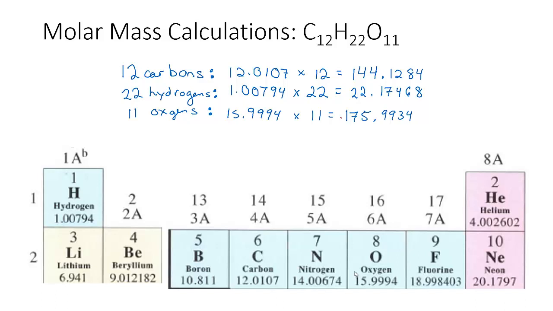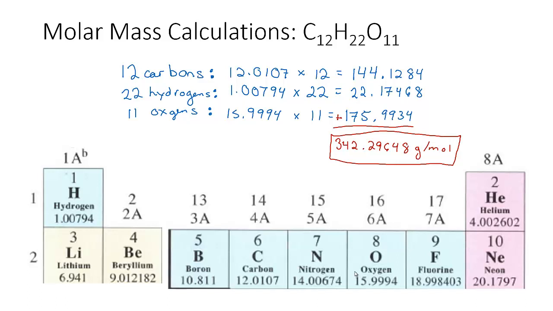For hydrogen, the mass is 1.00794. There's 22 of them. Multiply those together. Then for oxygen, the molar mass is 15.9994. There's 11 atoms, and that gives you a total mass there of 175. And now you add all 3 of those masses up to give you a total molar mass of 342.29648 grams per mole.